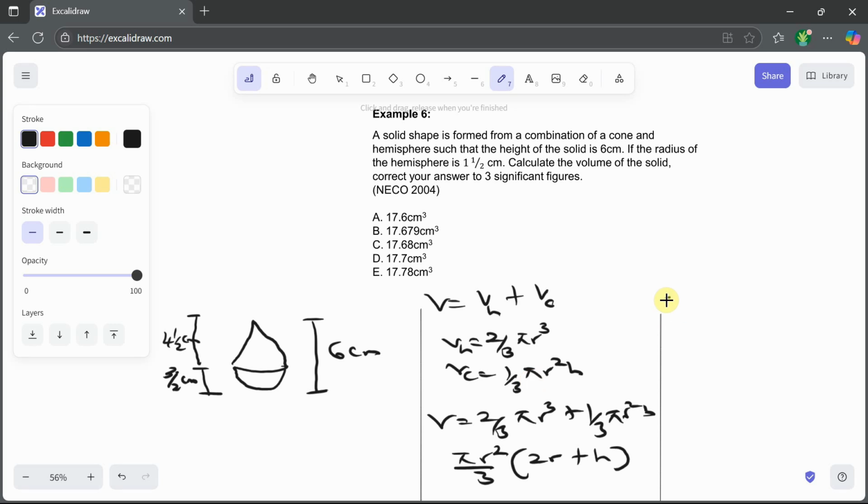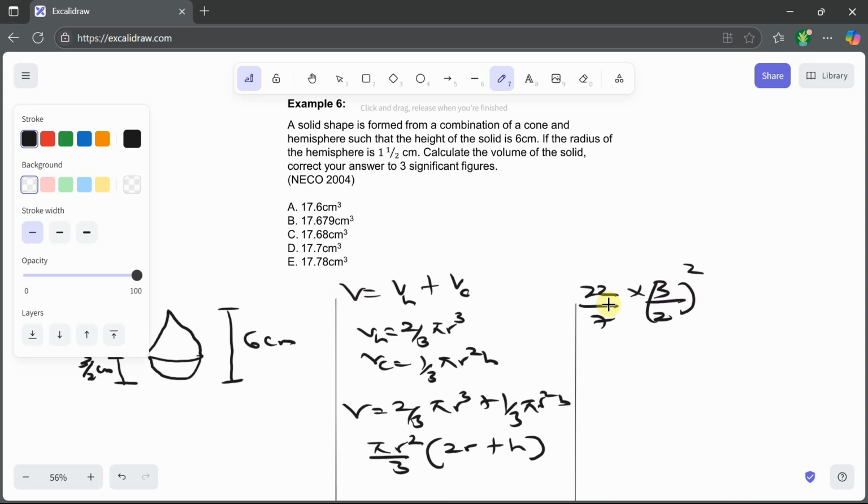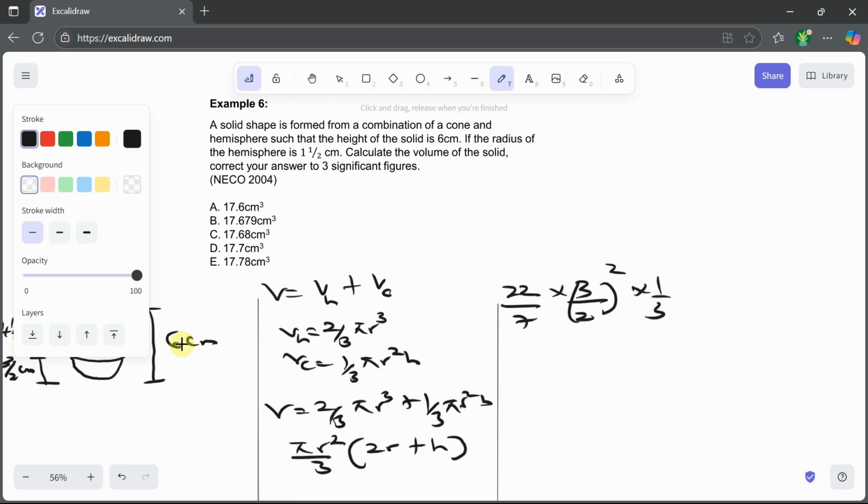So this is 22/7 times our r, which is 3/2, all squared, right? Then I will multiply by 1/3. It's the same thing as dividing by 3. So open brackets, 2 times 3/2 plus our height.